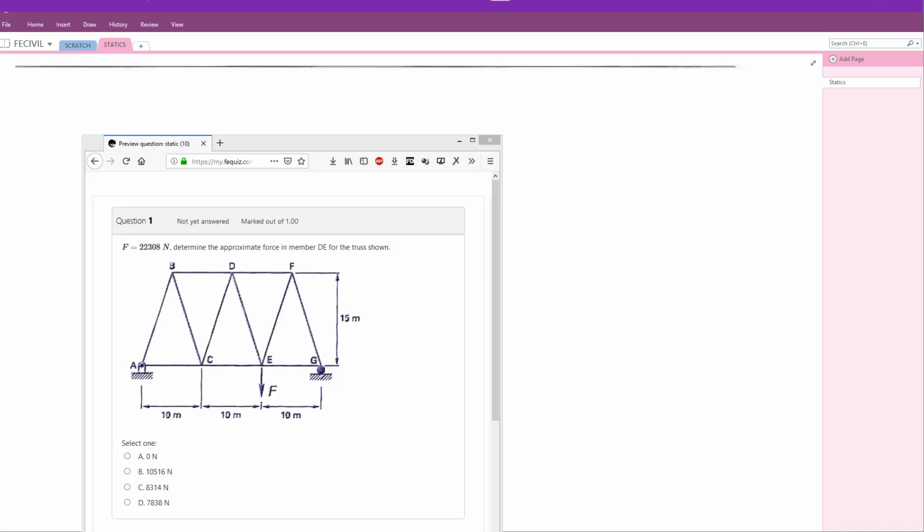Hello and welcome to this question. I will try to solve this truss problem with the method of sections. Let me first copy this problem real quick.